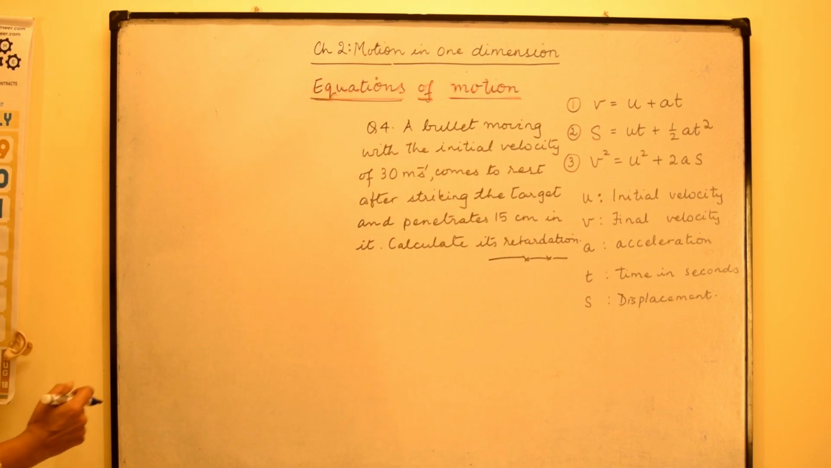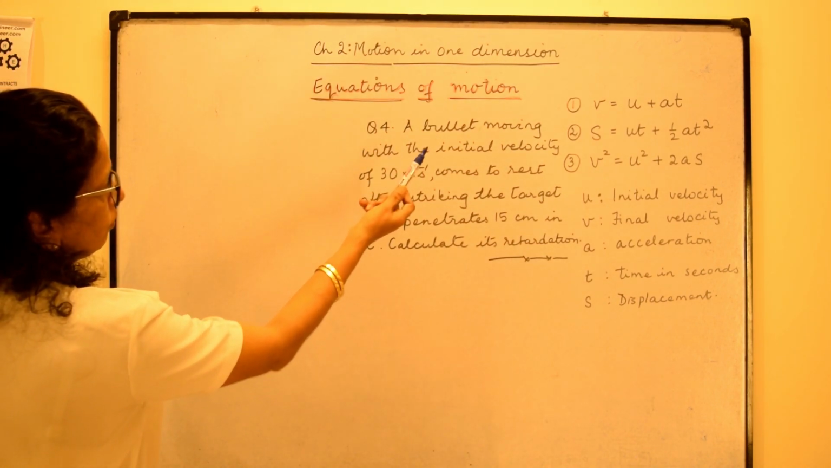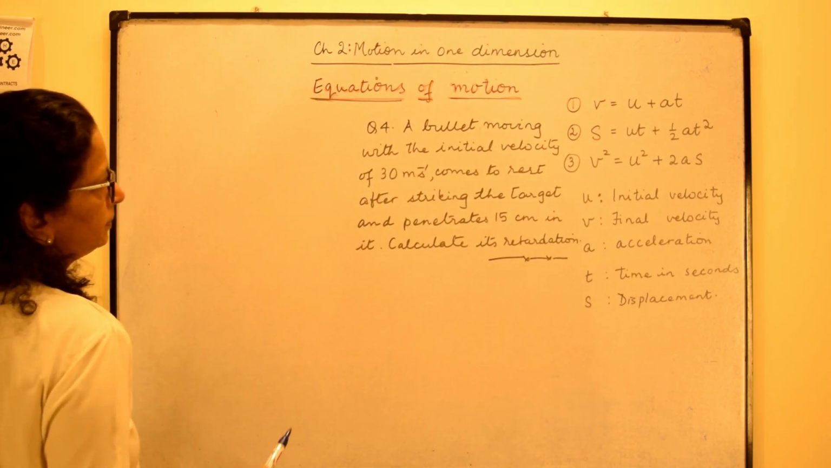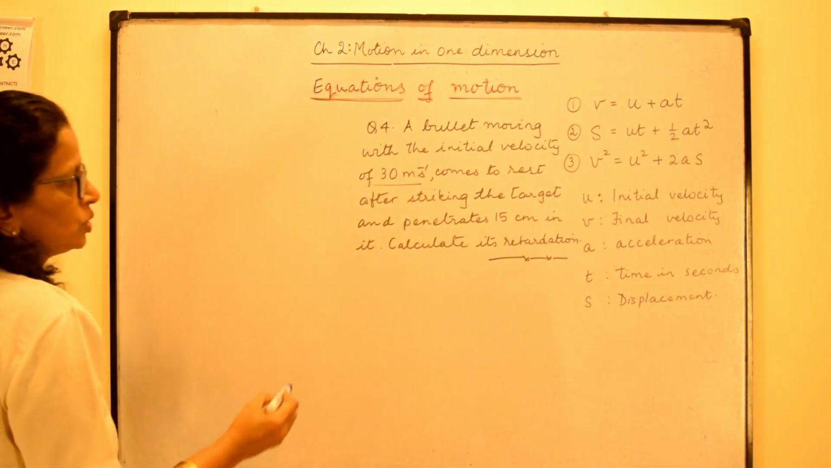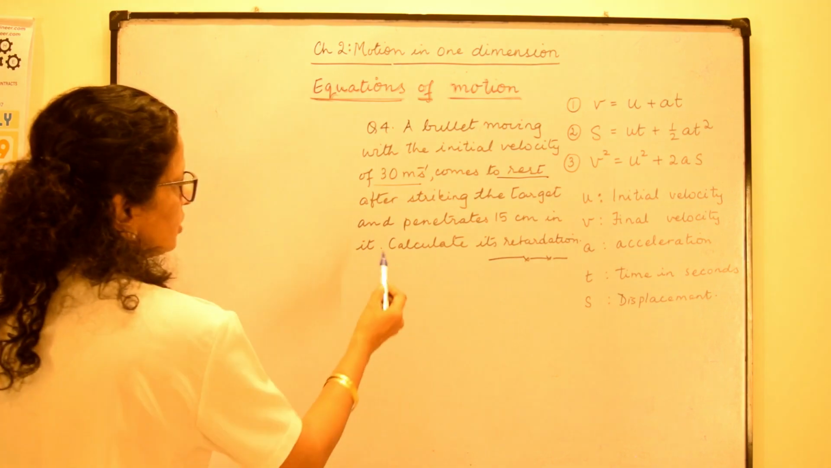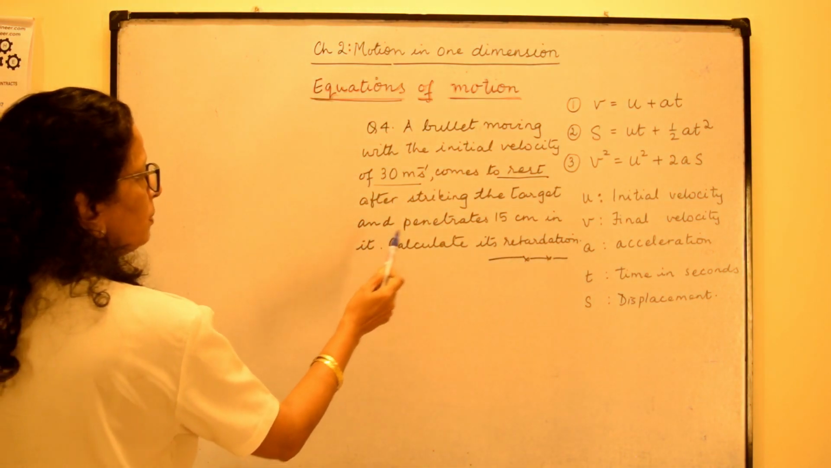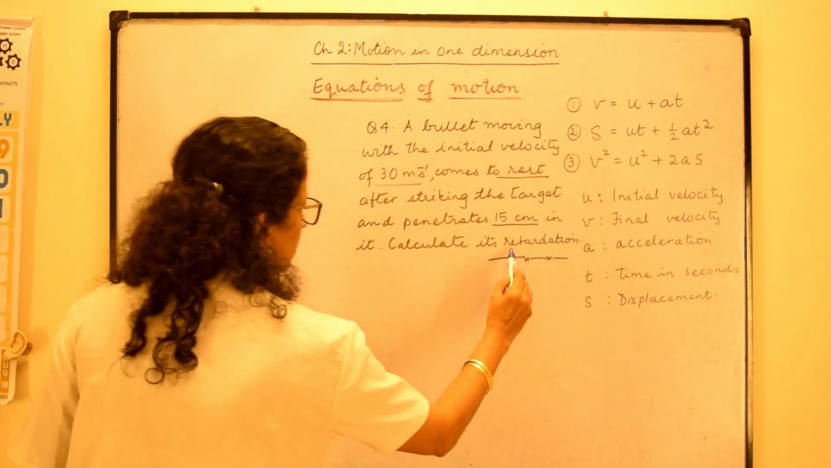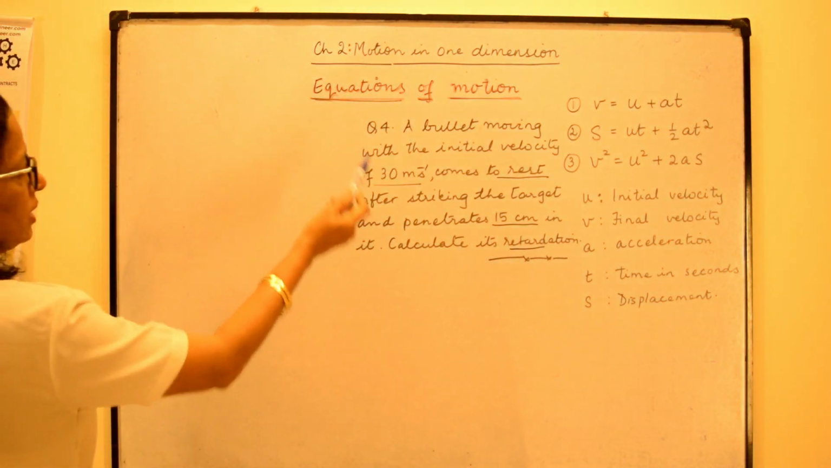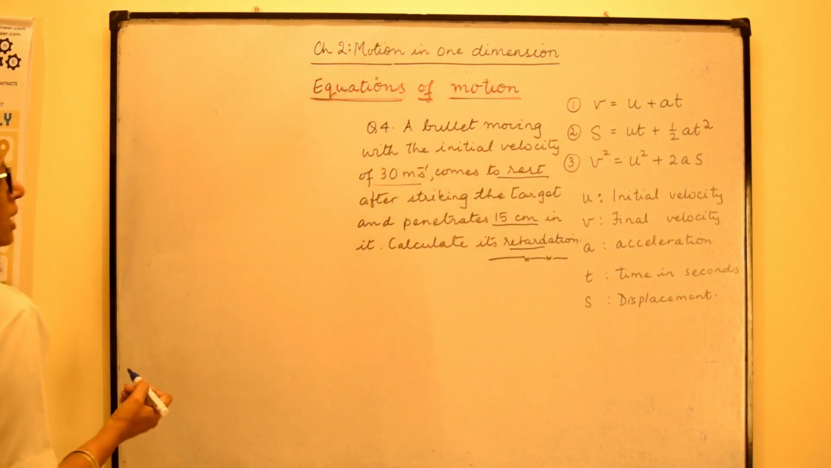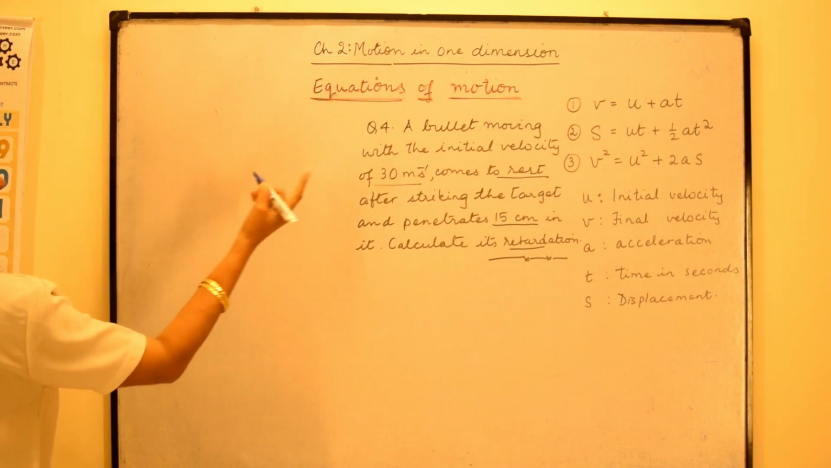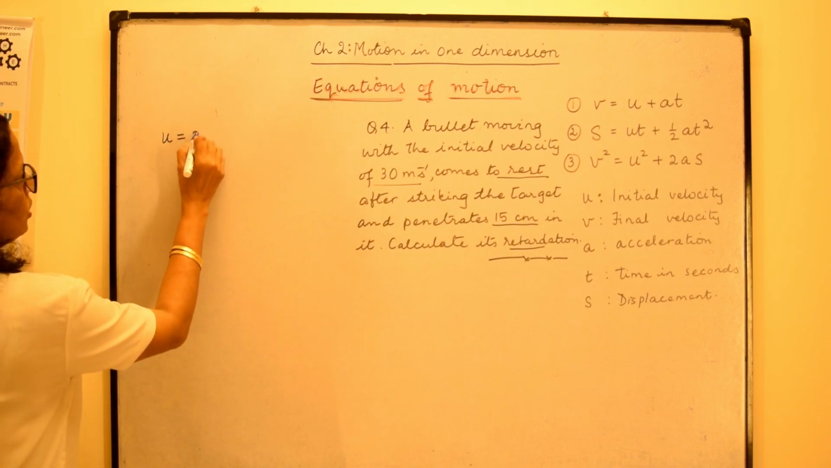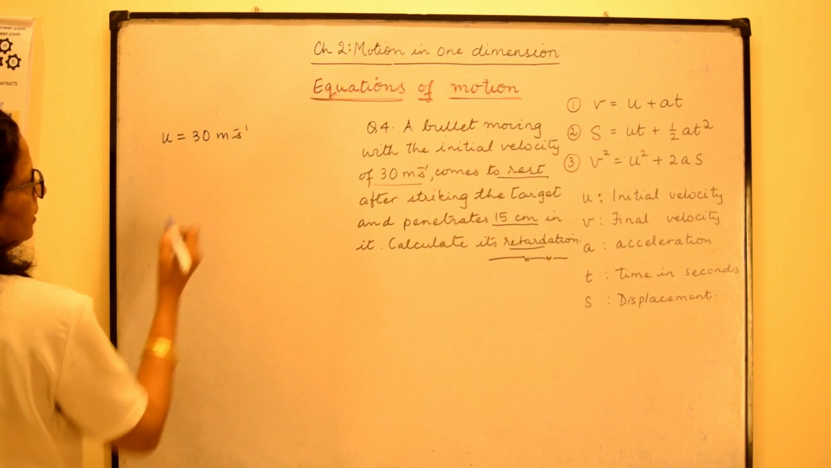Let us now come to our last question. Question 4. A bullet is moving with the initial velocity of 30 meter per second, comes to rest after striking the target and penetrates 15 centimeter in it. Calculate its retardation. So you see, as we read, we check with the quantities that are presented there. So we have initial velocity. We already know that initial velocity is called as U. So U is 30 meter per second.